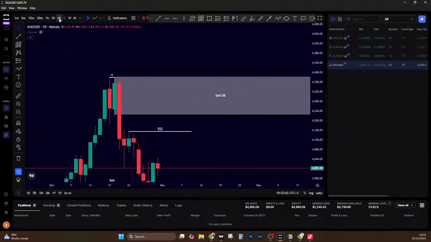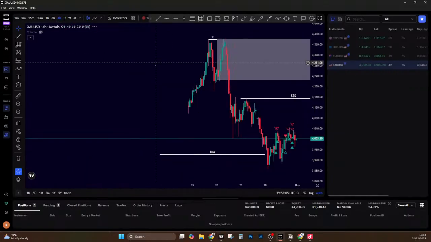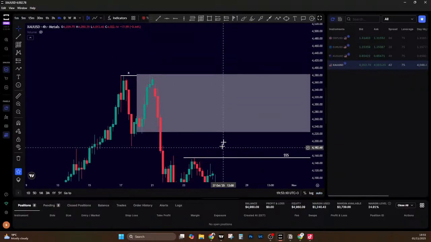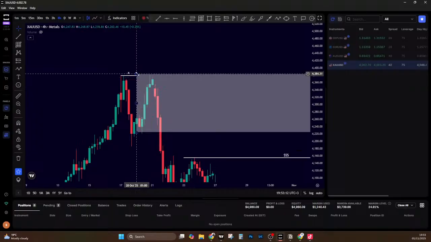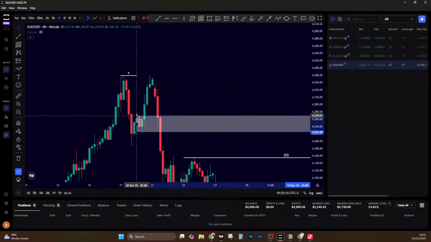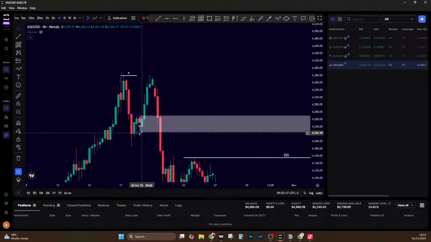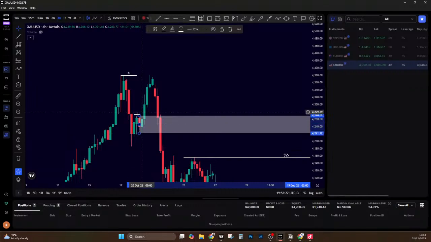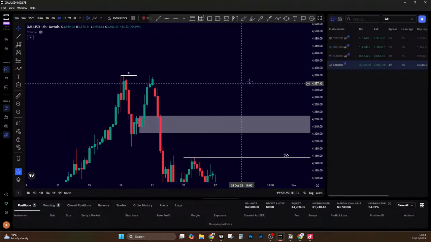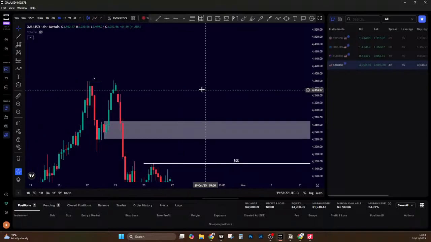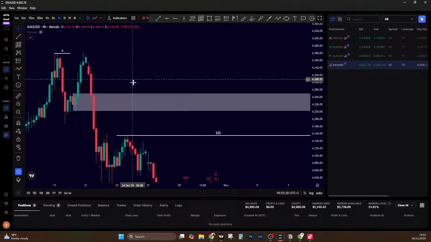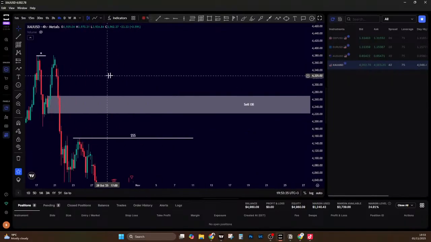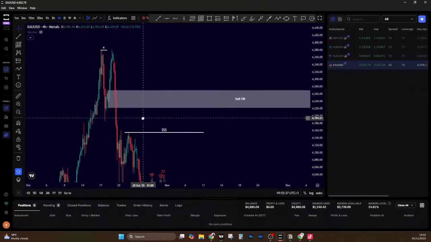So you come to 4 hours. When I come to 4 hours, the PD array that is closest to the liquidity is this breaker block, the last sell before this significant buy. And where is the confluence? You can see that there is an FVG here.